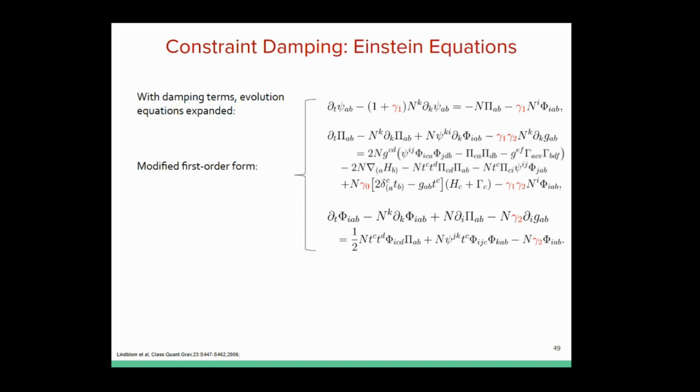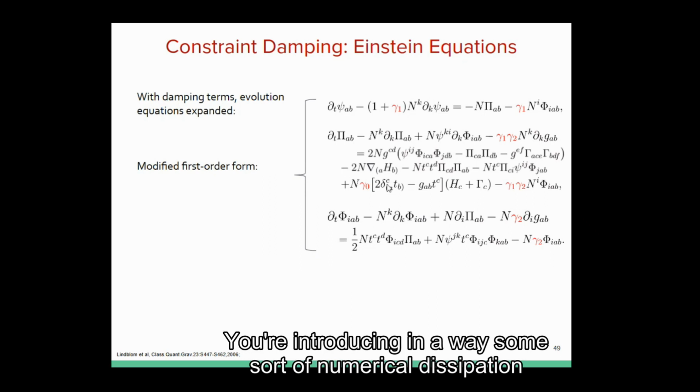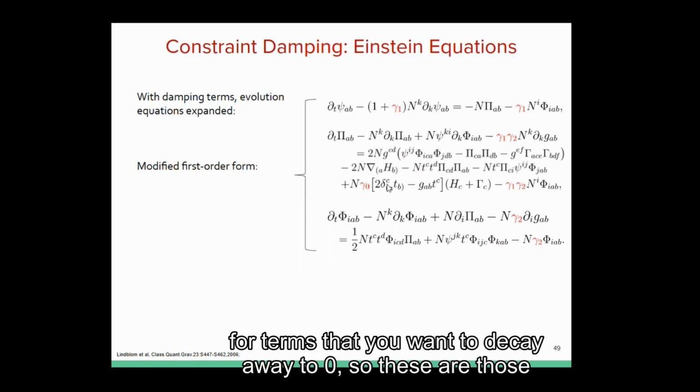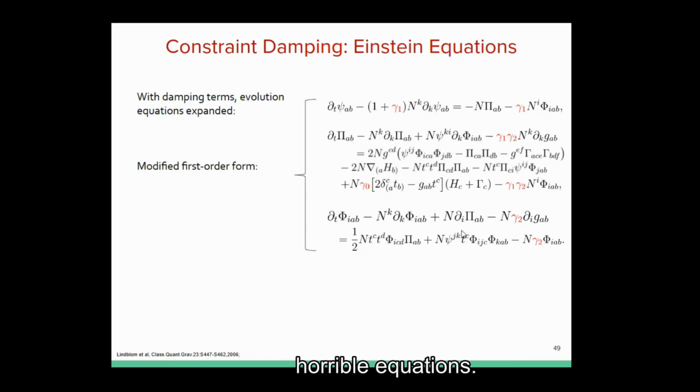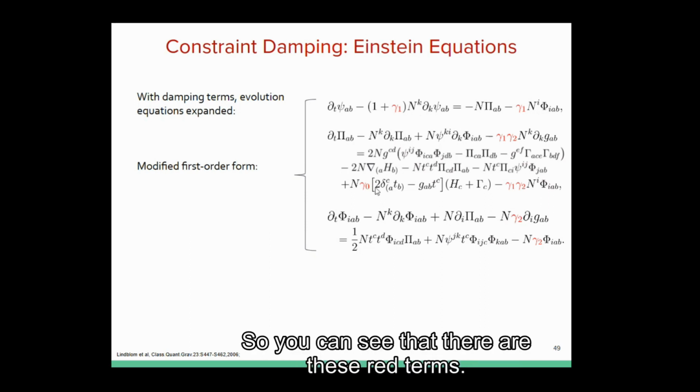Yes. So they are getting out like constraint violations. Dissipation. You're introducing, in a way, some sort of numerical dissipation for terms that you want to decay away to zero. So these are those horrible equations again, right? So you can see that there are these red terms for constraint parameters.